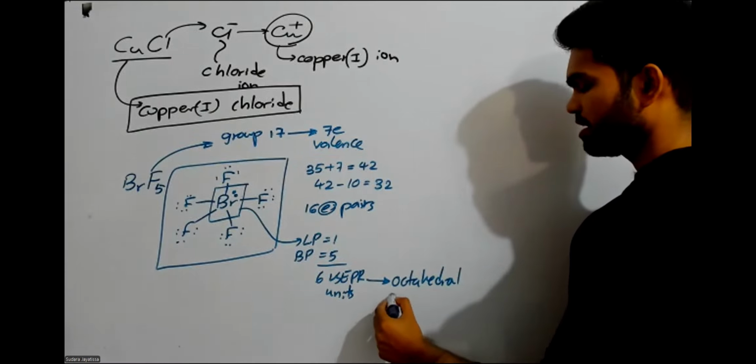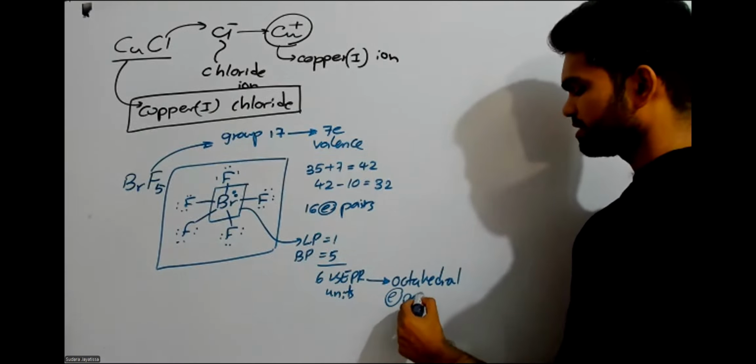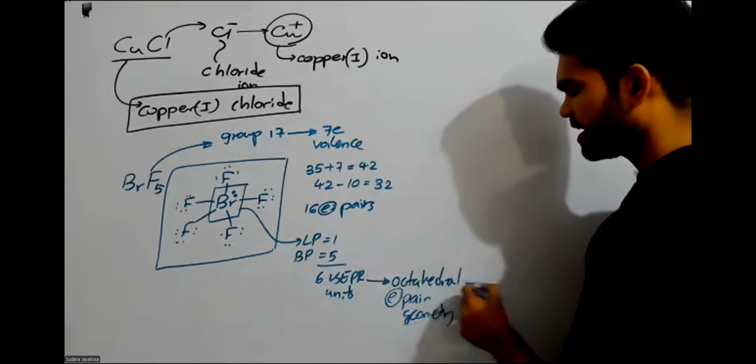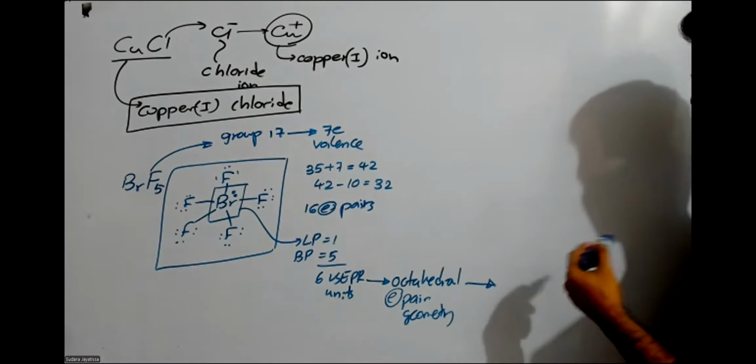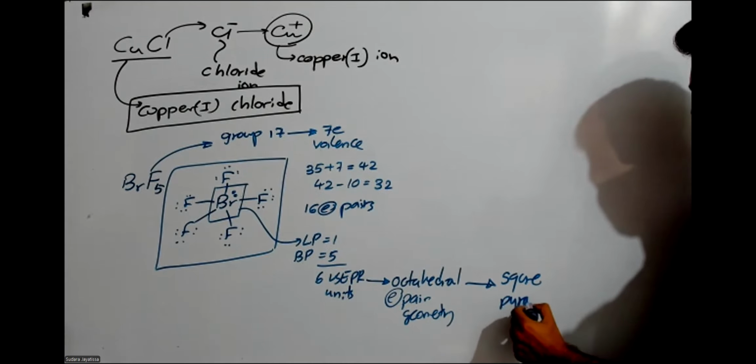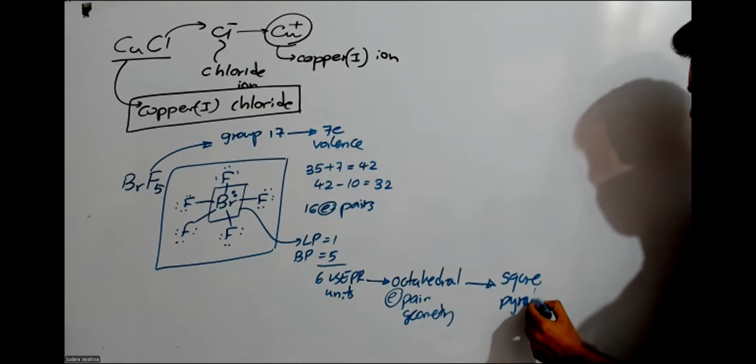Octahedral electron pair geometry. But you have one lone pair, right? So because of that, the shape will become square pyramidal. Okay, so the shape is square pyramid.